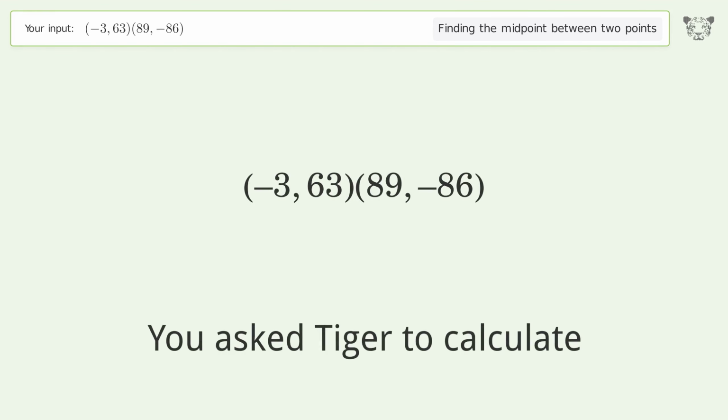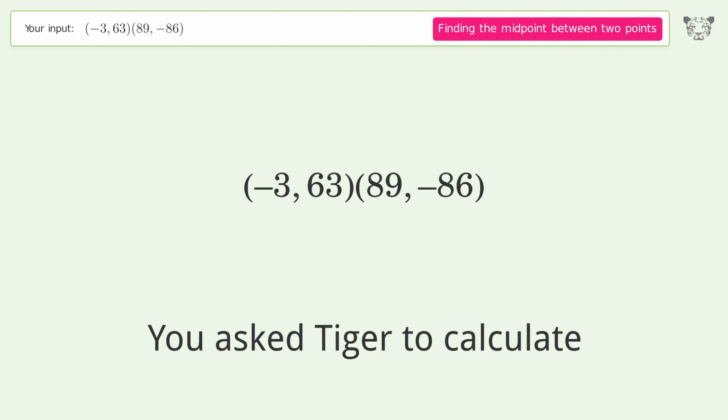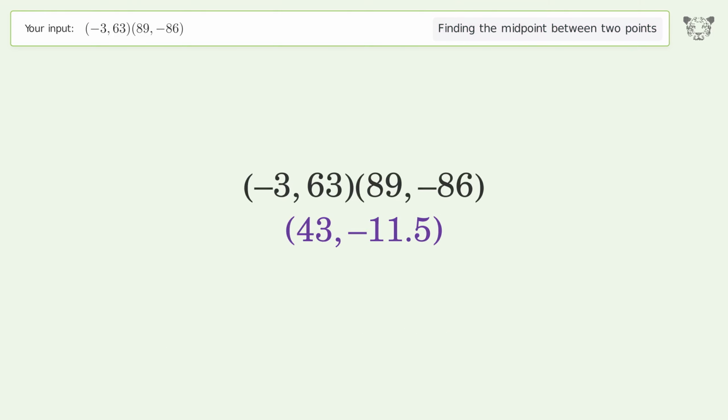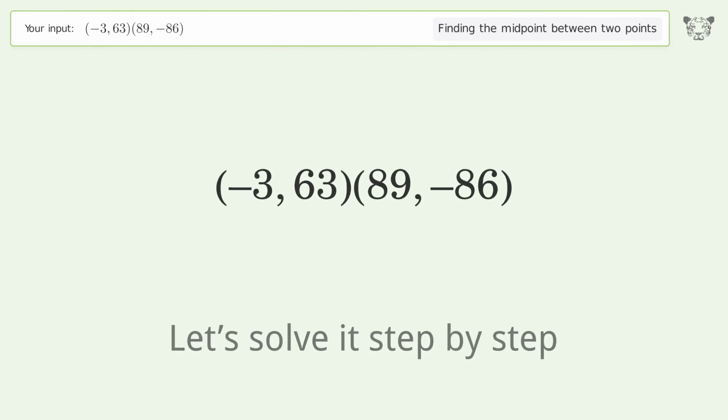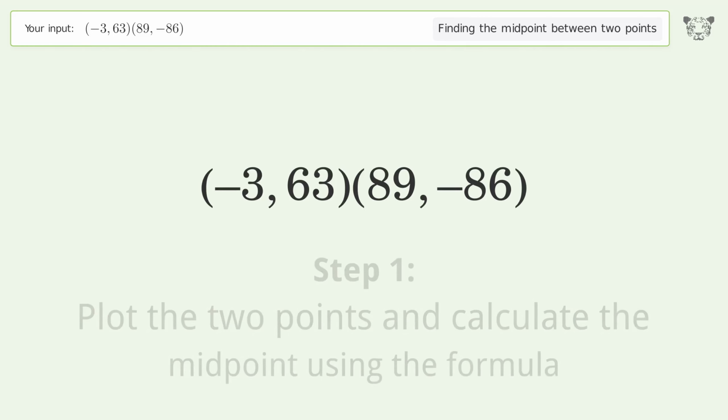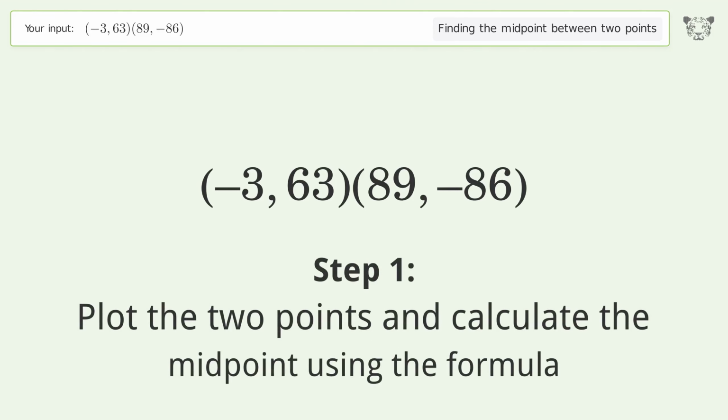You ask Tiger to calculate. This deals with finding the midpoint between 2 points. The midpoint between the 2 points is 43, negative 11.5. Let's solve it step by step. Plot the 2 points and calculate the midpoint using the formula.